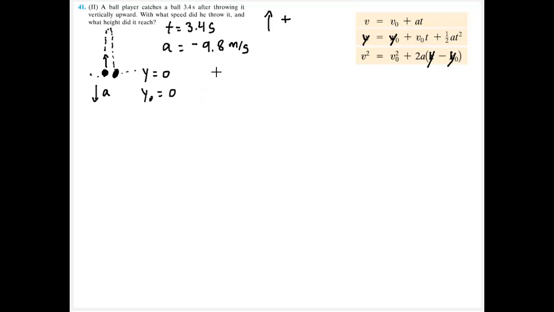First I'm asked for, how fast did he throw the ball, and I'm also asked for, what is the height it reached, so what is the position at the top, what is that equal to? So first let's solve for the velocity.